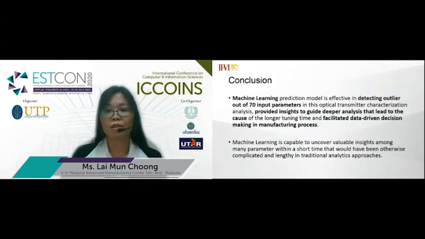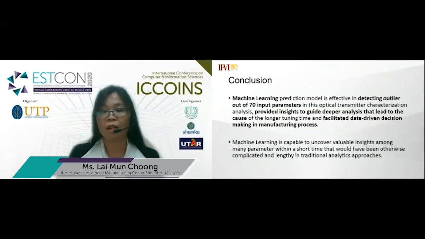Finally, the conclusion of this research is that the machine learning prediction model is effective in detecting outliers out of 70 input parameters in this optical transmitter characterization analysis. It provided insight to guide deeper analysis that led to the cause of the longer tuning time and facilitated data-driven decision-making in the manufacturing process. Machine learning is capable of uncovering valuable insight among many parameters within a short time that would otherwise be complicated and lengthy in traditional analytic approaches.